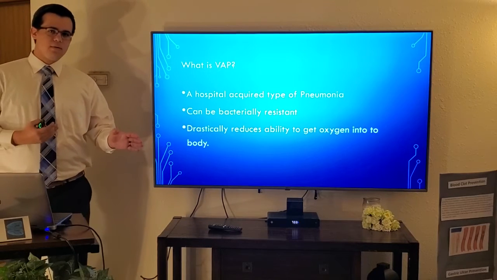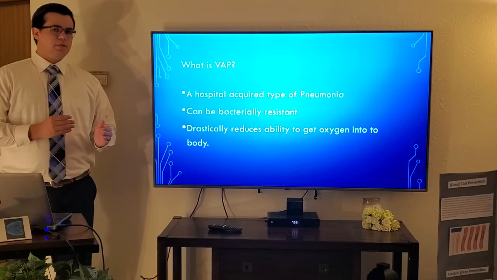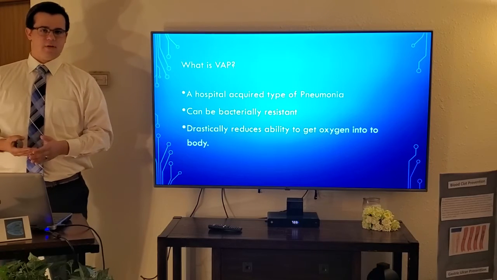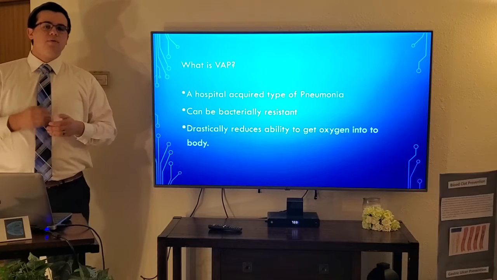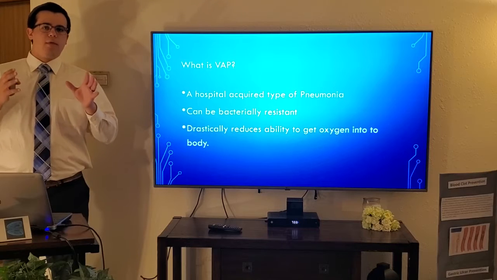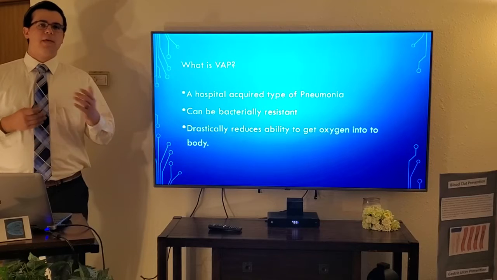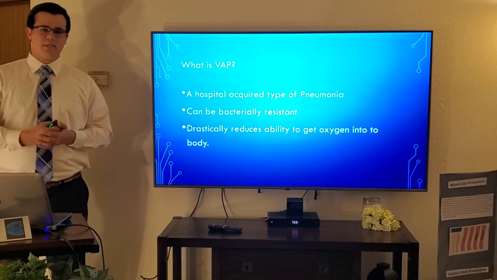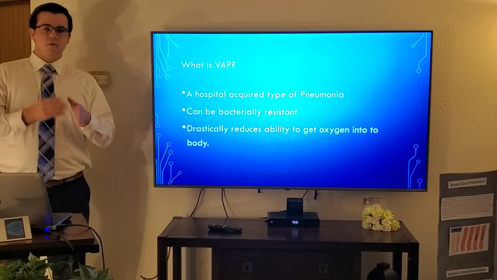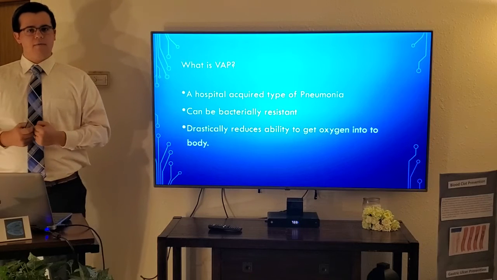So VAP doesn't block all oxygen, but it reduces the amount of oxygen that can get to the rest of your body. Why is that a problem? Well, when you're in the intensive care setting, when you're under mechanical ventilation, you typically have a big problem with how much oxygen your body needs. Now, mechanical ventilation provides high oxygen concentrations. It provides the ability for us to give that patient or you a very, very strong supply of oxygen.